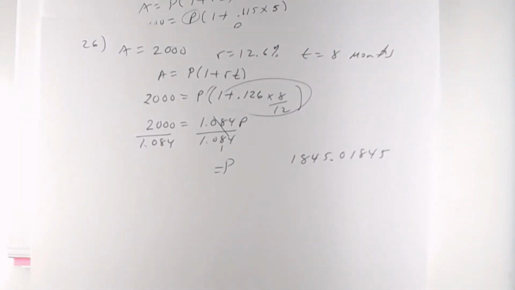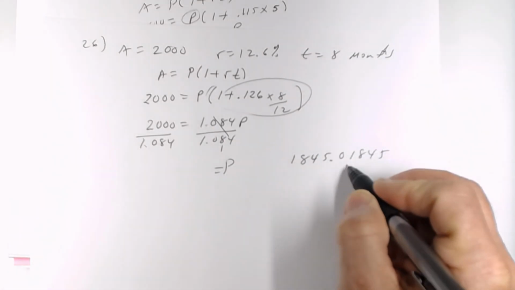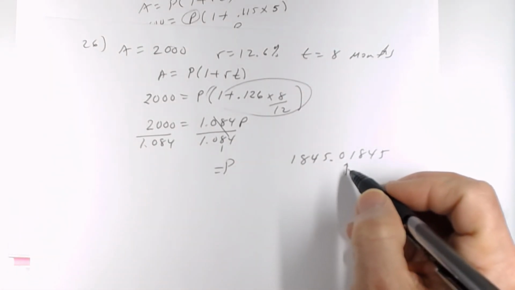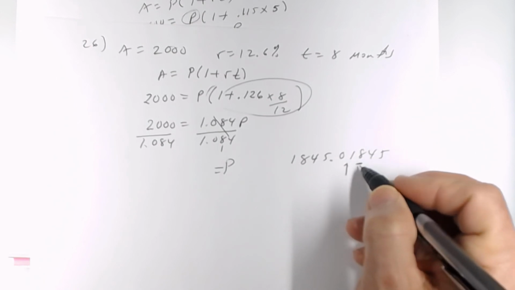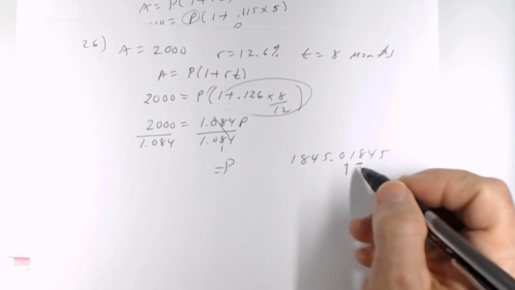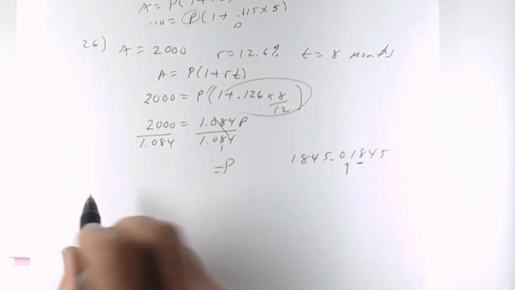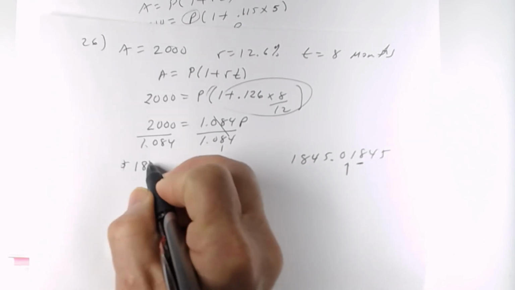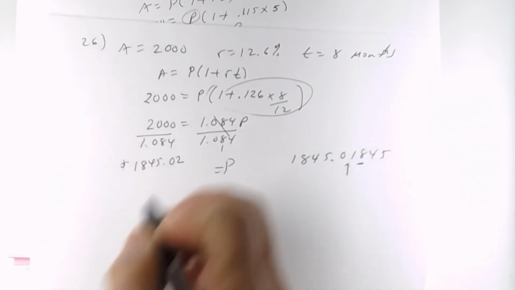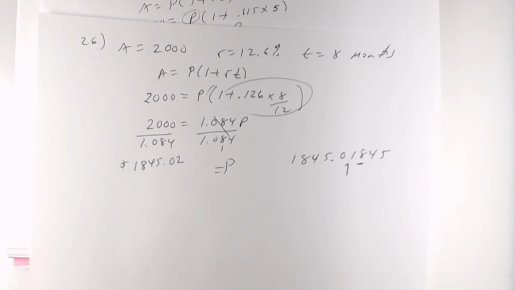So what would you write though as the answer? Yeah, so it's $1,845.02. Because remember, when you talk about money, you round to the nearest cent, so that's a hundredth place. But then you got to figure out, well, the digit next to it on the right, in the thousandths place, is 5 or bigger, you got to add 1 here. So that would be $1,845.02. Okay?